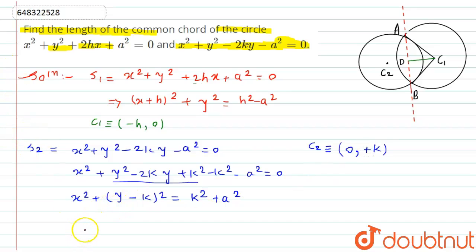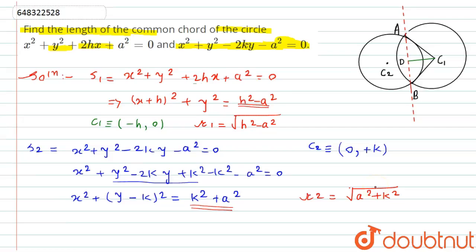Okay, now what we are going to do here is find the radius of the circle. Let's say R1 is equal to, by using the formula, under root of h square minus a square. This is nothing but the radius of the circle. While similarly for this circle, let's say R2 will be equal to root over a square plus k square.